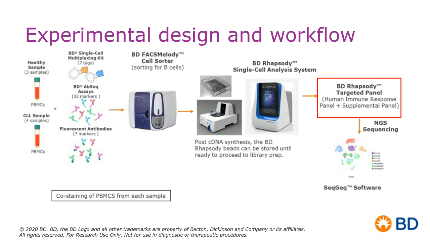During our library prep, we focused on a BD Rhapsody targeted human immune response panel. This allows us to look at over 300 genes, along with supplemental genes relevant to human immune responses. We send this through next generation sequencing and then import our data into our FlowJo software, and now we can really interrogate and ask interesting questions about the data. What are the differences between our CLL samples and our healthy samples?